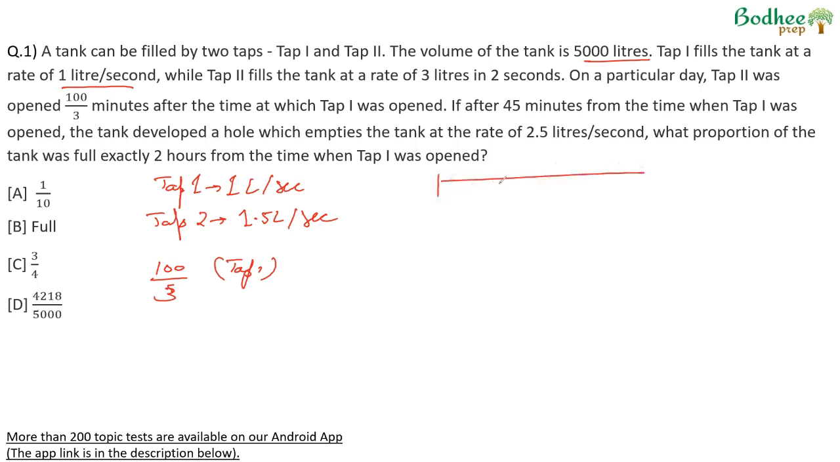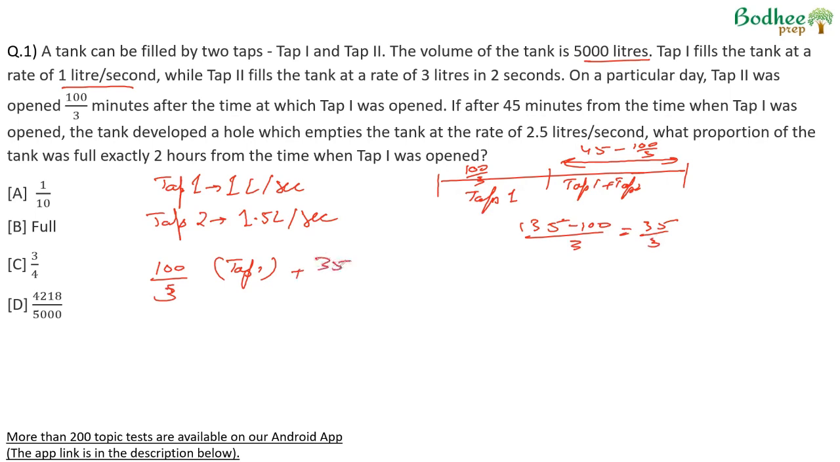Now, if we look at the time, for the first 100 by 3 minutes, only tap 1 was working, after which tap 1 and tap 2 both were switched on, and this happened for a total of 45 minutes. So for how long were tap 1 and tap 2 both on? 45 minus 100 by 3, because for the first 100 by 3 minutes only tap 1 was working. 45 is 135 by 3. 135 minus 100 by 3 is 35 by 3. So for the next 35 by 3 minutes, both tap 1 and tap 2 were working.